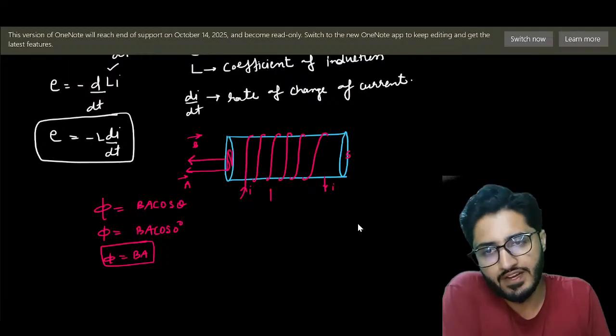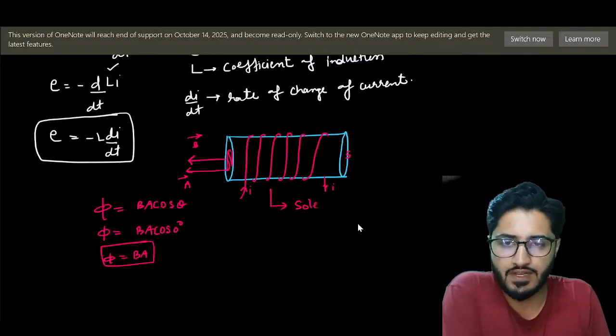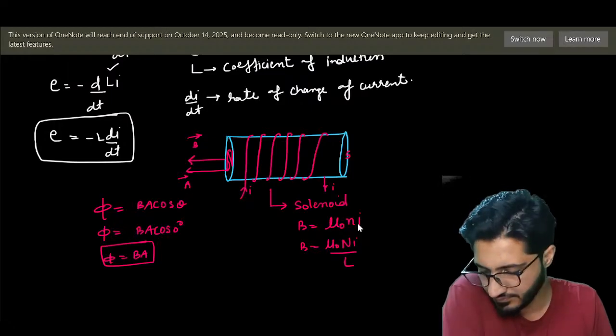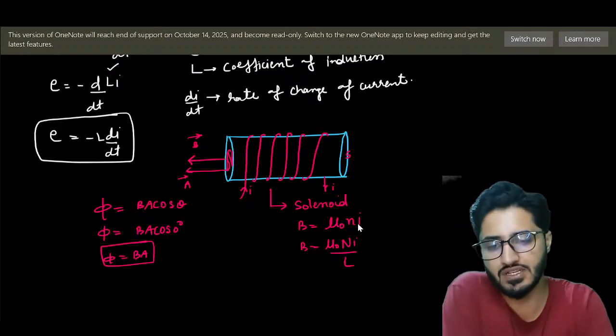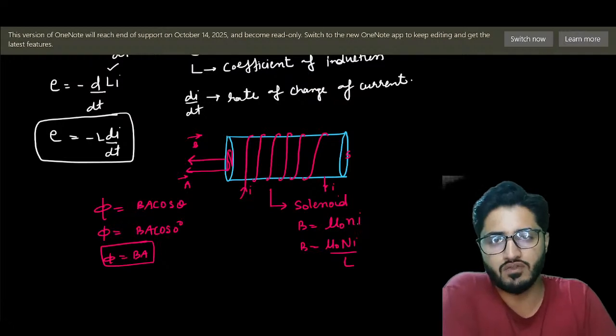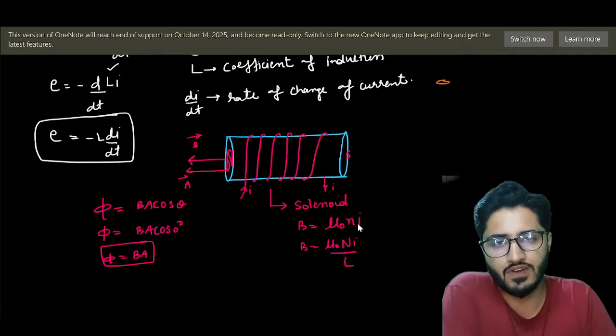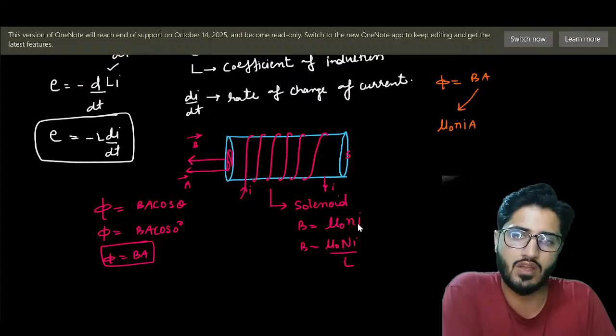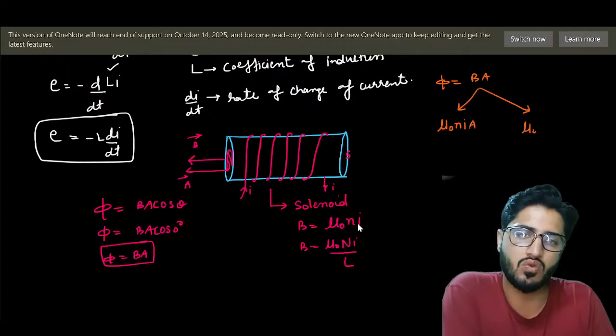Done. If it is a solenoid, for a solenoid, B equals mu naught N I, or B equals mu naught N I by L. I guess we know these things now. So what is flux now? Flux is B into A. So I can write flux now: B, what is B? B is mu naught N I into A, or I can write it as mu naught N I by L into A.